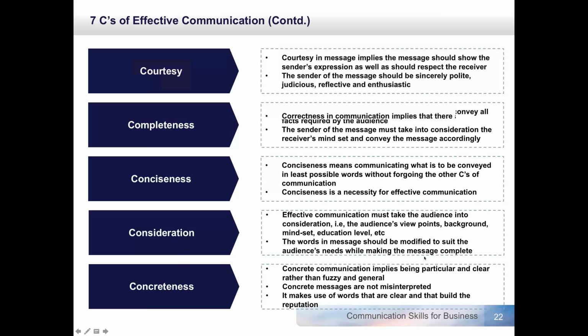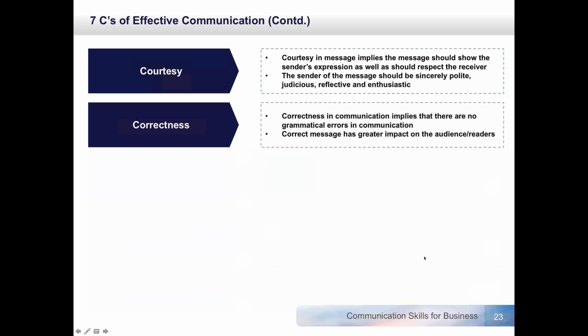So looking at the other two, which is courtesy and correctness, a case in point in terms of courtesy would be, I normally would put it this way, that you have a situation at home wherein you have guests coming in, and you're receiving the guest. Your message has to be quite courteous. You want to make them feel welcome when they're coming over for dinner or something.